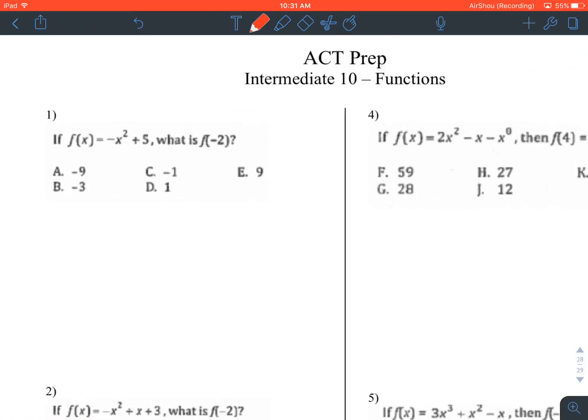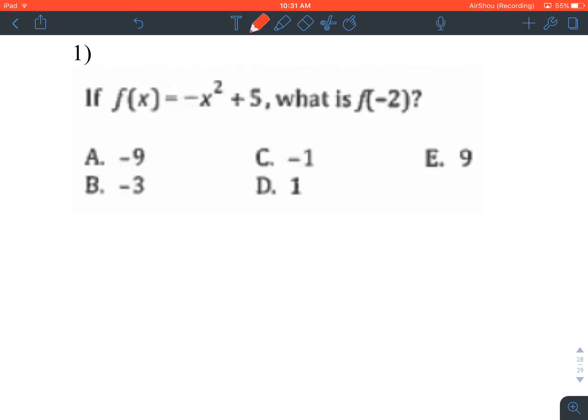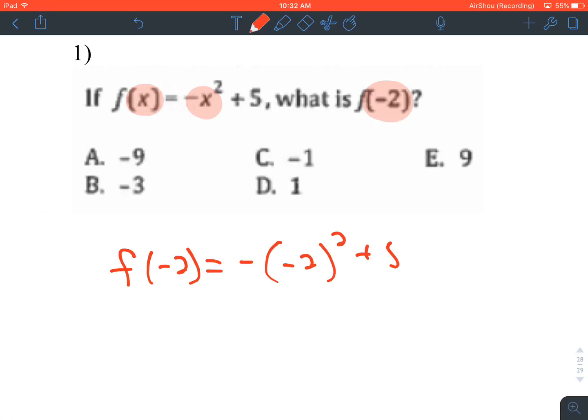All right, let's do some evaluations of different functions. If f of x is negative x squared plus 5, what is f of negative 2? This just means that we take this negative 2 and we plug it in for all the x values in this problem. So we have f of negative 2 equals negative 2 squared plus 5. It's important when you substitute into a function that you use parentheses. You've got to follow order of operations, which is to square this first. Negative 2 squared is 4. Then apply the negative that's on the outside. So that's a negative 4 plus 5, which is negative 9.